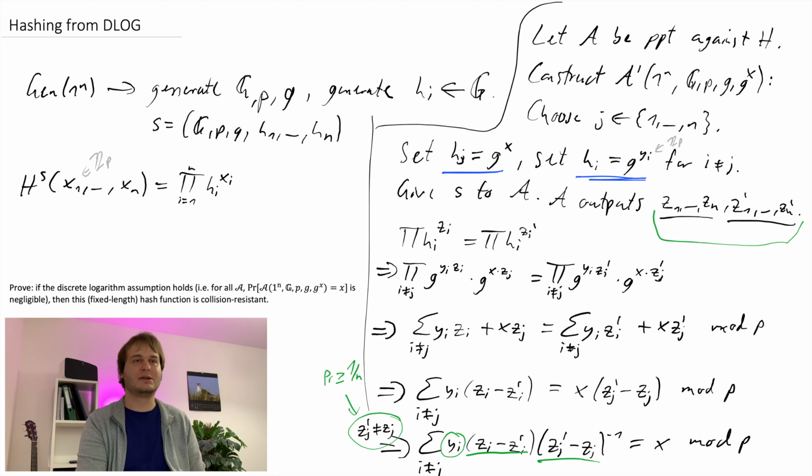And then, of course, if we believe the discrete logarithm assumption, then this adversary A' that we're constructing should have negligible success probability. So also the success probability of A needs to be negligible. Okay, so this was the DLOG hash function, which is nice because it has nice properties and because we can actually prove something about it.